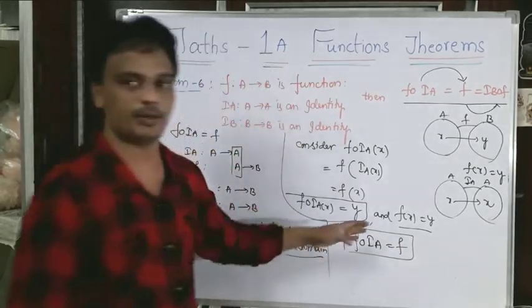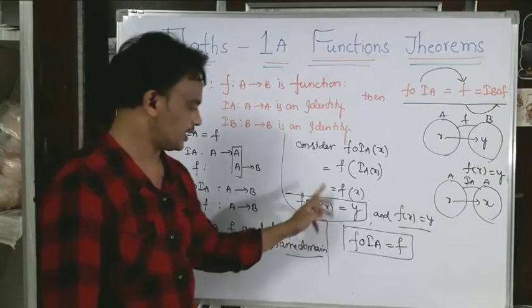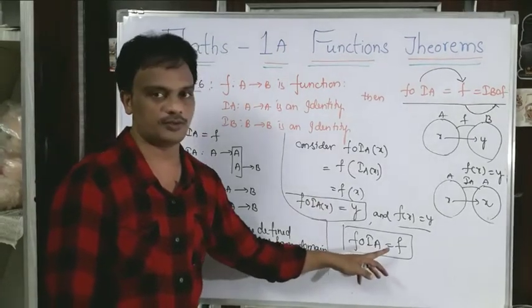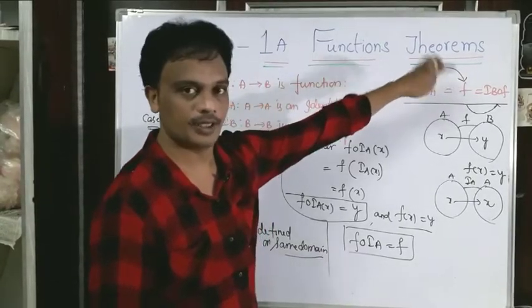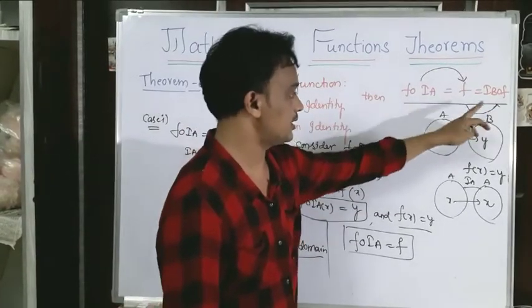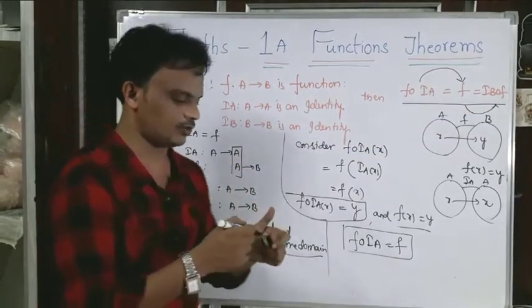This is case 1, and I have proved this one: F circle IA equals F. Now I am going to prove the second case, which is IB circle F equals F. It is the same as this, very simple. I think you got this one.